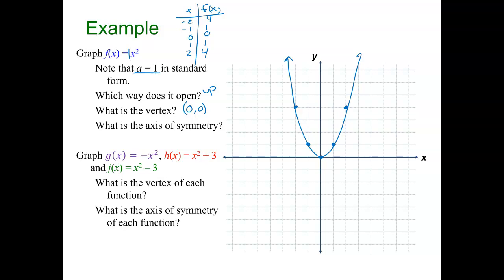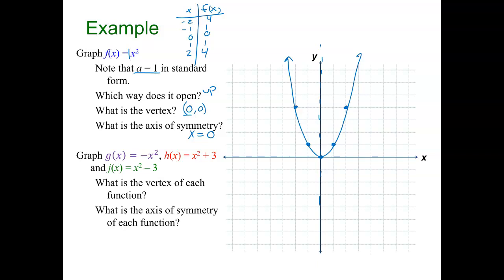Where's the middle of my graph? On the y-axis. X equals 0. The axis of symmetry is always an equation. X equals, and it's whatever the x value of your vertex is. So if the x value of your vertex changes, your axis of symmetry is going to change.